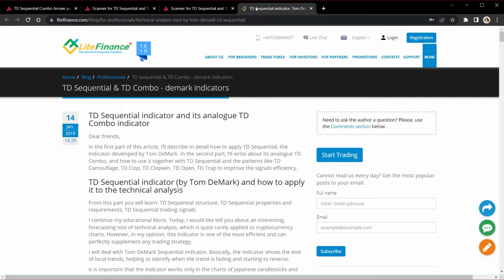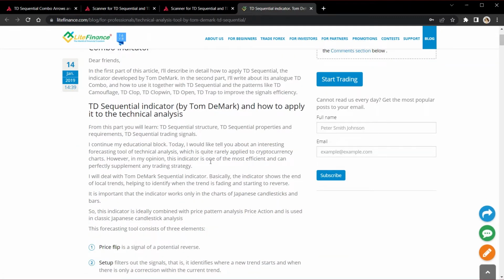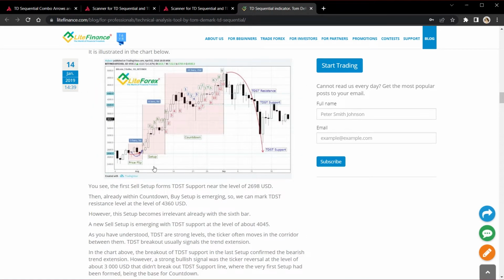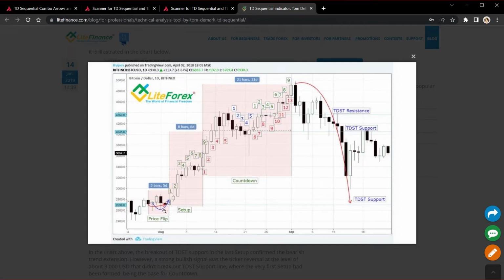So right here on this website there are some very good examples of how the TD sequential works. There are basically three components to TD sequential. The first one we have is the price flip. It is when a trend looks like it is changing. The next thing that we have is setup. Setup is where the trend is ongoing, and countdown is where the trend starts to consolidate. And after the countdown is finished, that's when a reversal happens. So this is a reversal based strategy.